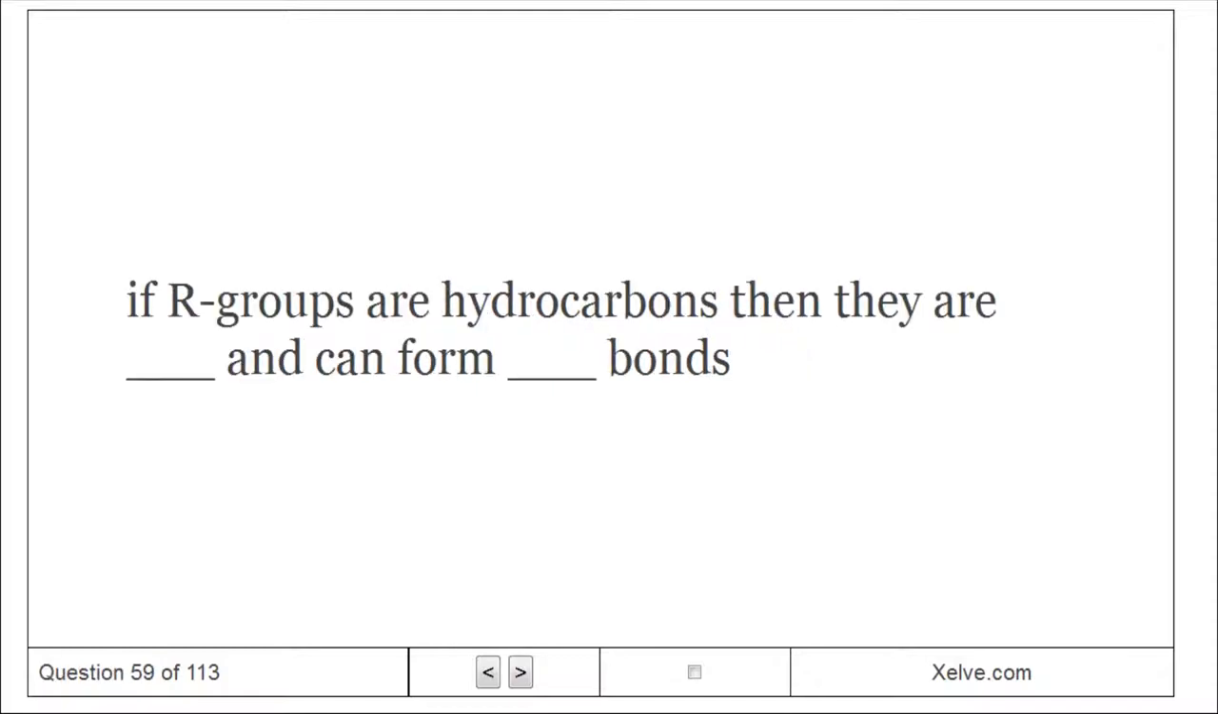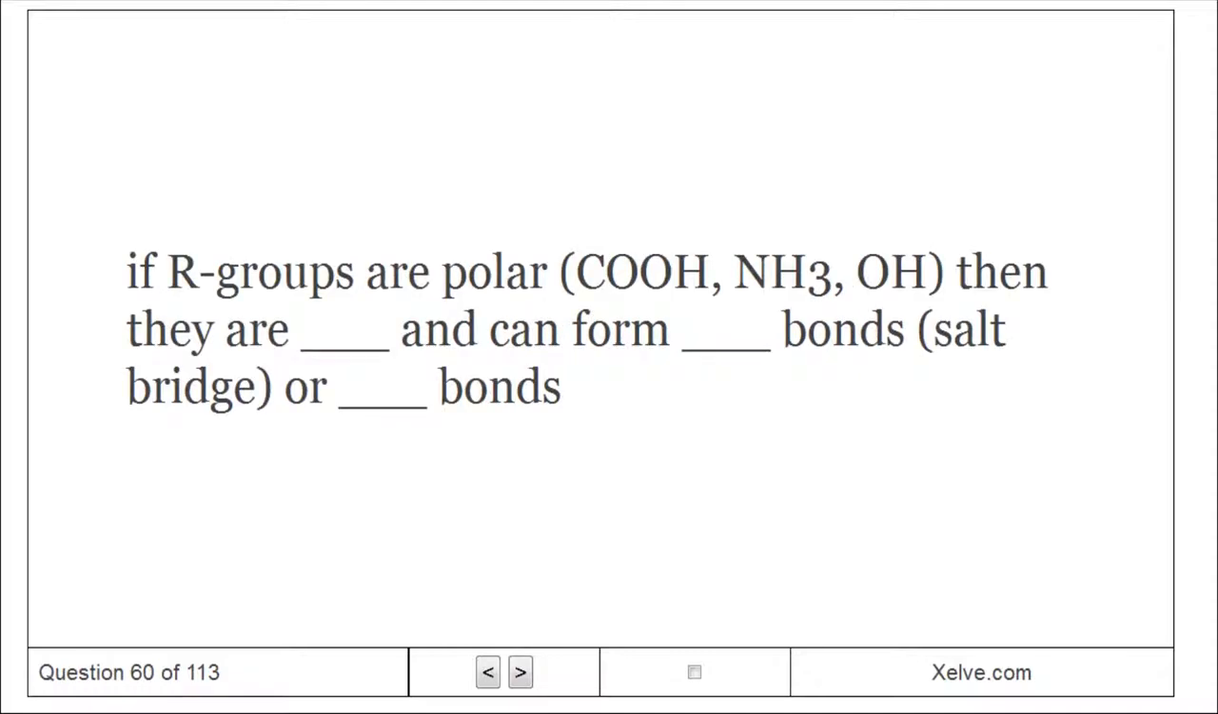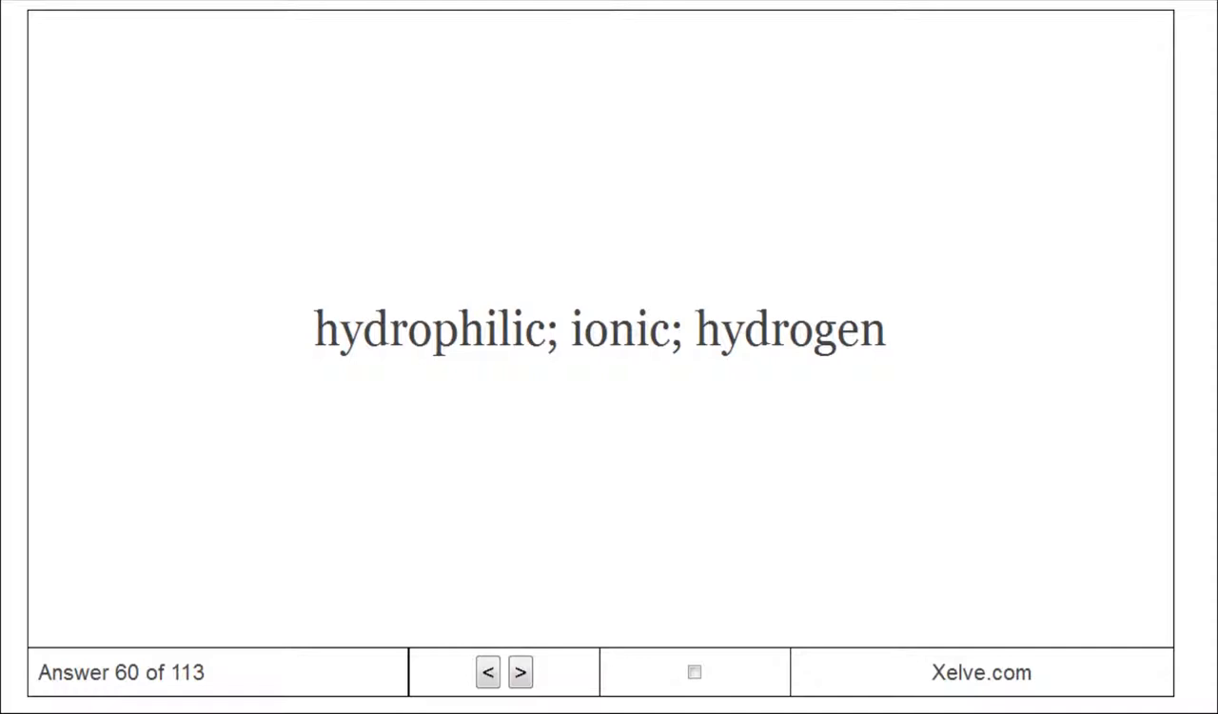If our R groups are hydrocarbons, then they are hydrophobic and can form hydrophobic bonds. If our R groups are polar, then they are hydrophilic and can form ionic bonds or hydrogen bonds. Salt bridges are ionic bonds.